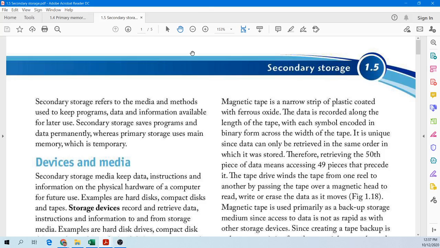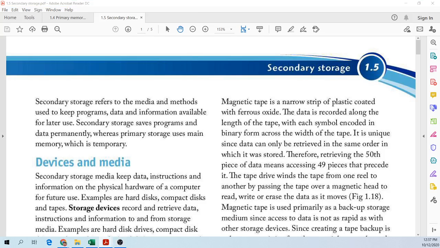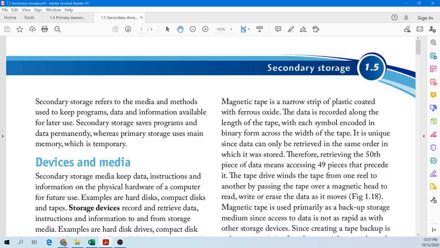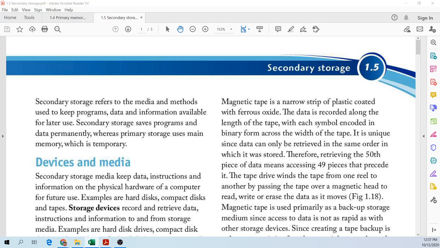So we looked at input devices, we looked at output devices, we looked at memory, and now we're looking at secondary storage. This is basically the last category of hardware that we'll be looking at. From next week or the other week, depending on how long this chapter takes, we'll move on to software.